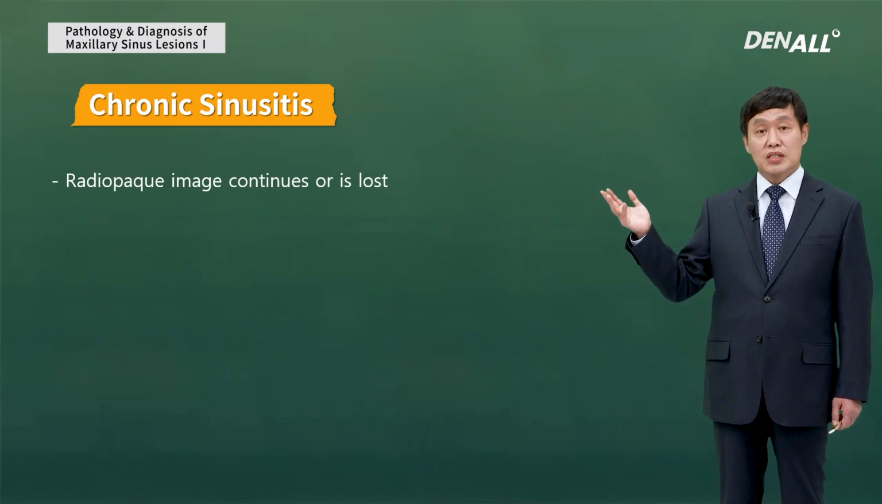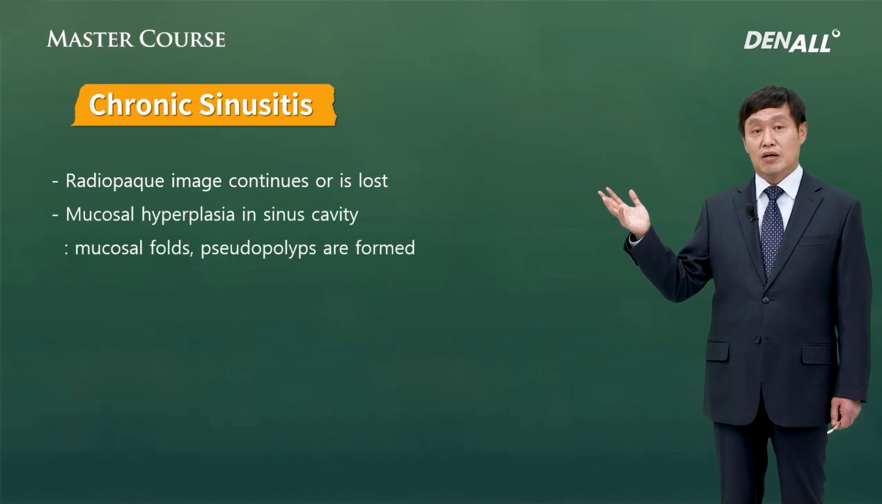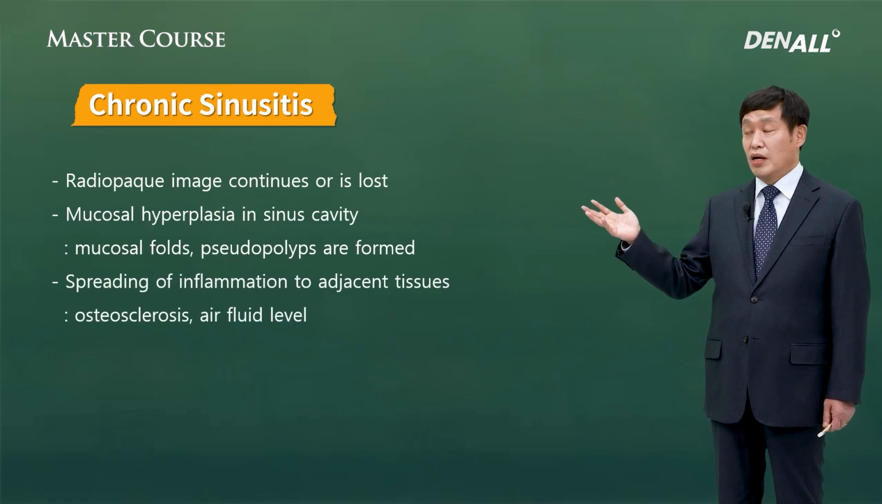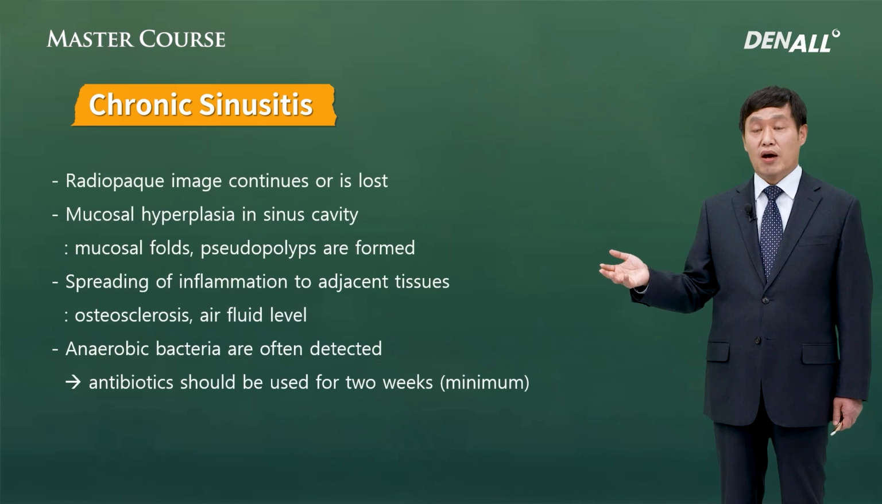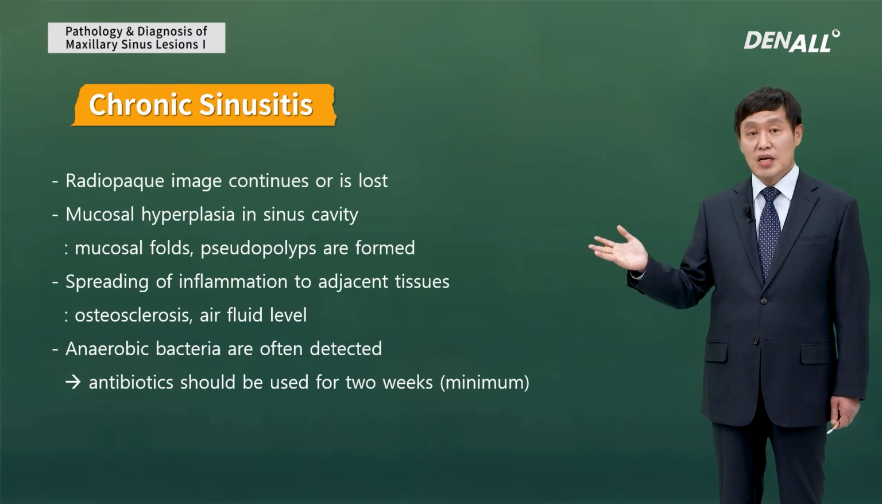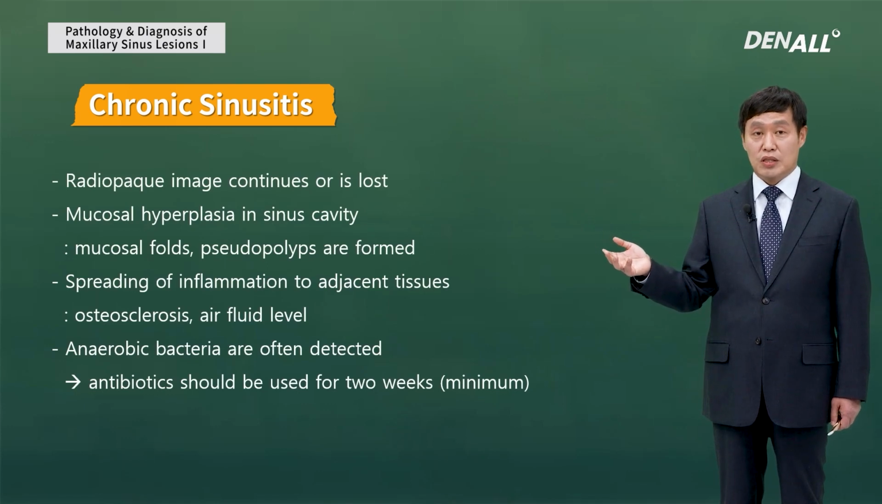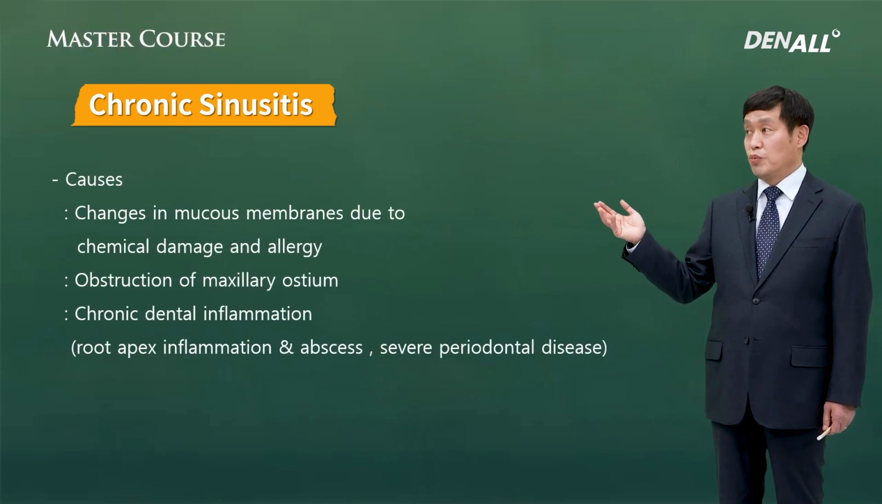In the case of chronic sinusitis, there are radio-opaque images and mucosal hyperplasia or thickening can be observed. There can be pseudopolyps as well. This can spread to adjacent tissues. If chronic sinusitis continues to progress, anaerobic bacteria can be detected. In this case, you need to prescribe antibiotics for at least 2 weeks.